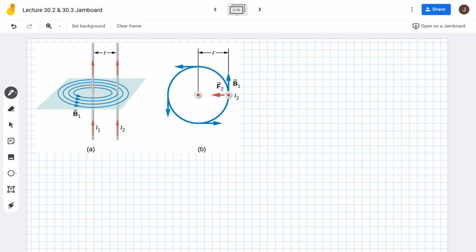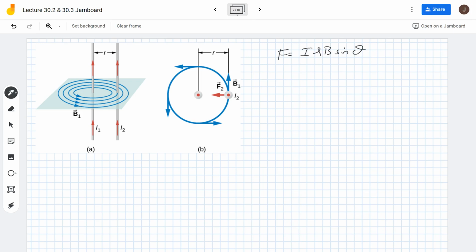Let's take a look at what the force that's actually acting on this wire is going to be. From our previous lectures, we had an equation for the force on a current-carrying wire. This is going back to last chapter. So let's start with that. That was equal to ILB sine theta. This is assuming that you have a specific length of wire, a specific magnetic field, and a current, and so on and so forth.